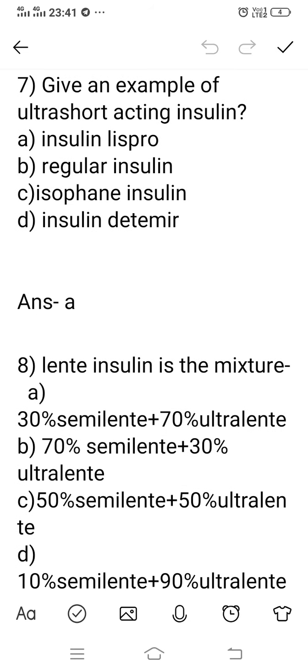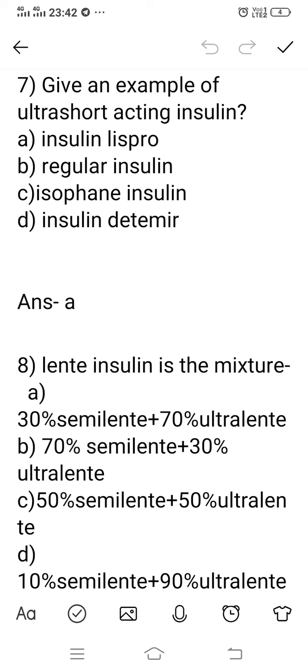Question number 7. Give an example of ultra short acting insulin. Option number A, insulin lispro. Option number B, regular insulin. Option number C, isophane insulin. Option number D, insulin detemir.